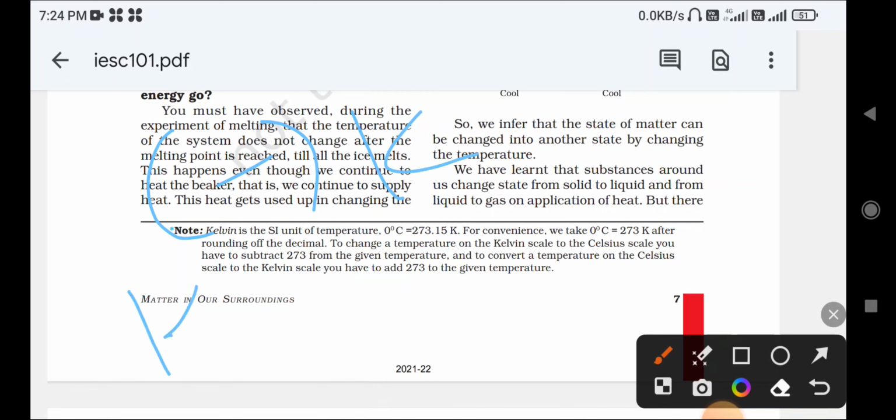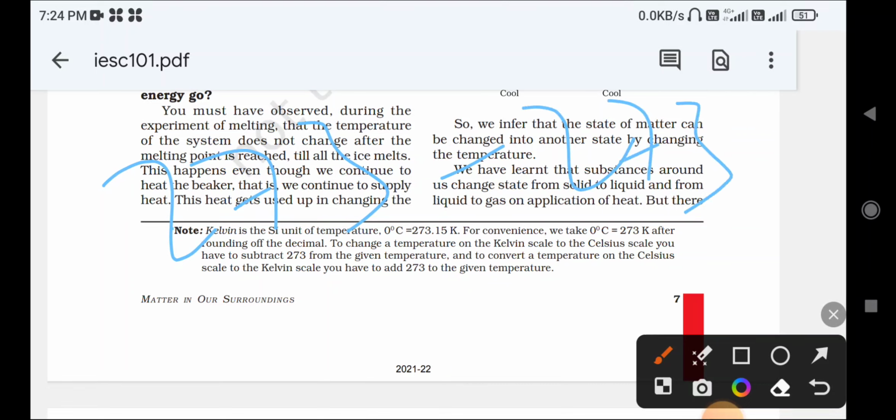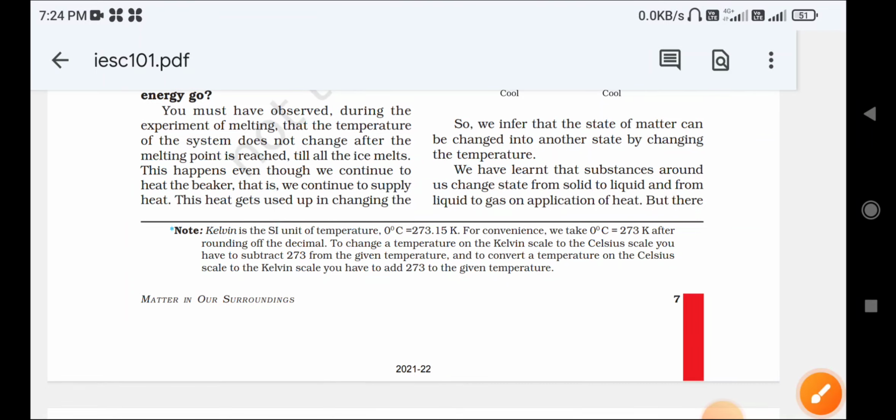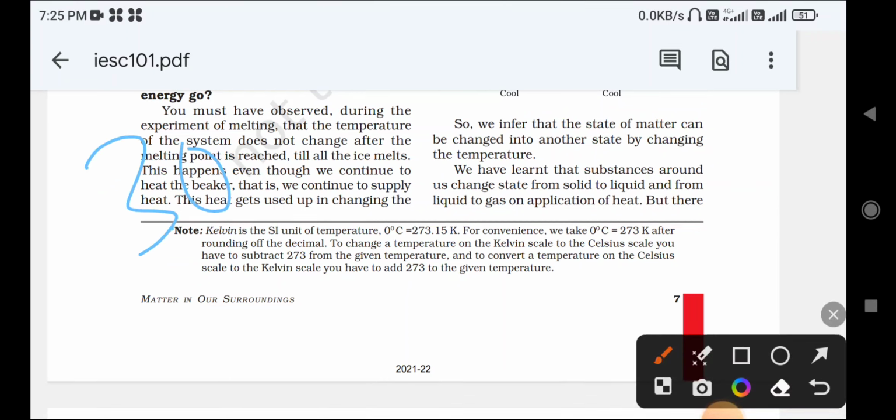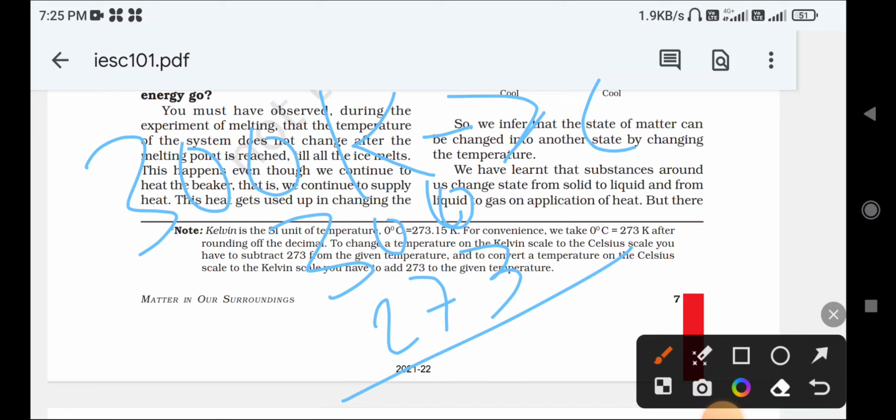Now we have to convert Kelvin into Celsius. There is no difference at all. Instead of adding, we have to subtract 273, and that will give the Celsius value. For example, 300 Kelvin, we have to convert into Celsius scale, so 300 is subtracted by 273. Here 0 cannot be subtracted by 3, so we borrow 1 and it becomes 10. 10 minus 3 is 7.